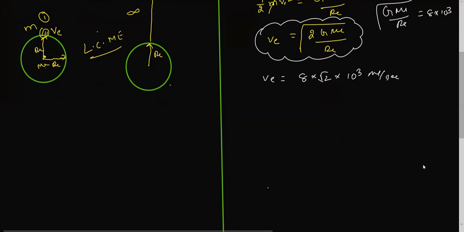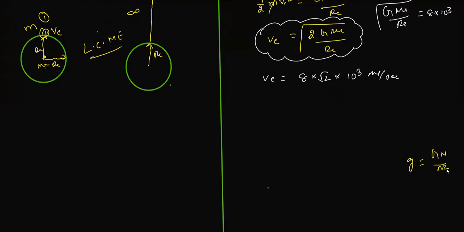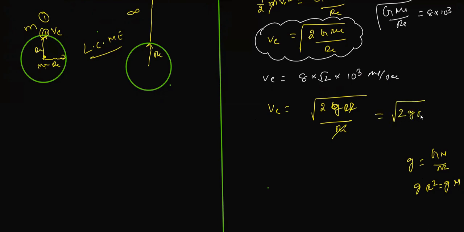Small g equal to GM by R square, we know. So GR square equal to GM, we can write it. We are going to substitute that in this. So VE equal to under root of 2GM divided by RE. In the place of GM, I'm going to substitute GR square. One R will get cancelled. That equals under root 2 GRE.